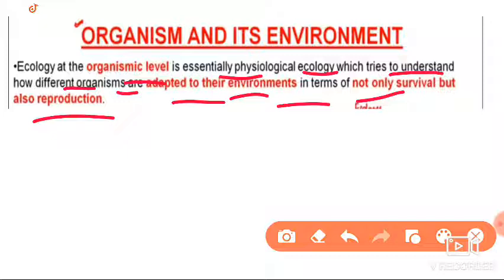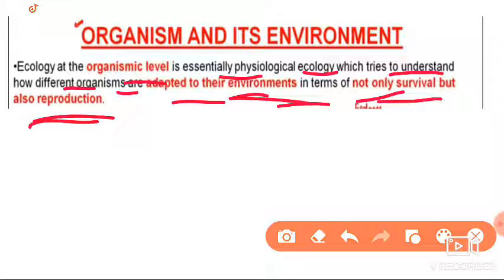Like that, we are also adapted to our area where we are living, and in that area we are well adapted. Organisms are adapted to their environment not only for survival, but also for the reproduction purpose. This is very important. Survival of the fittest means it should be fit for reproduction also.